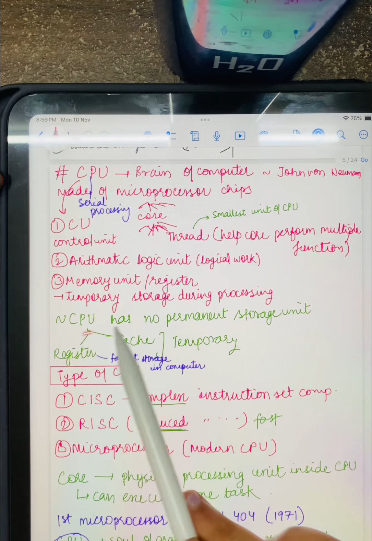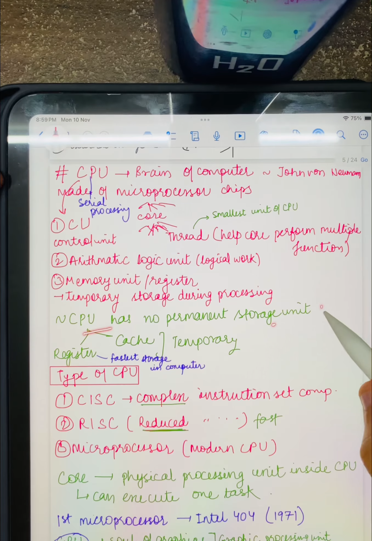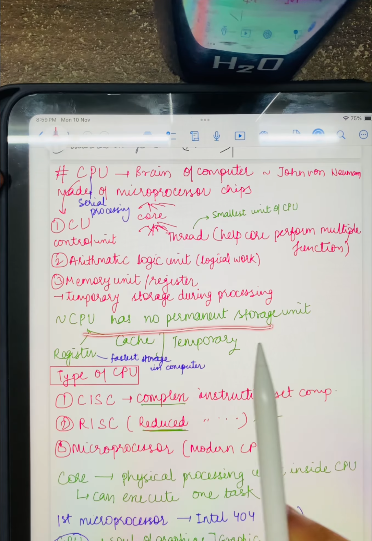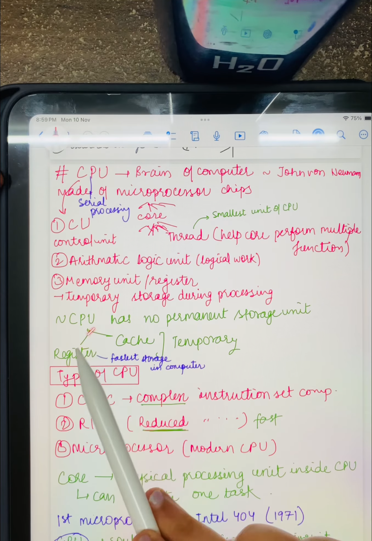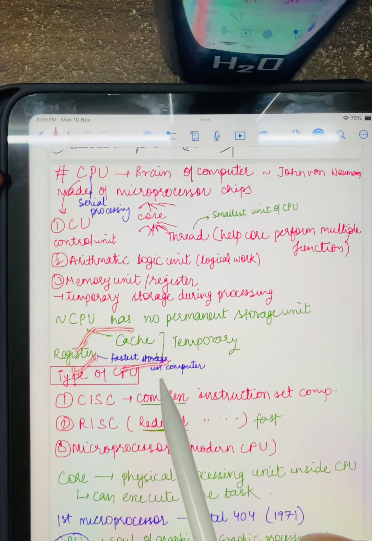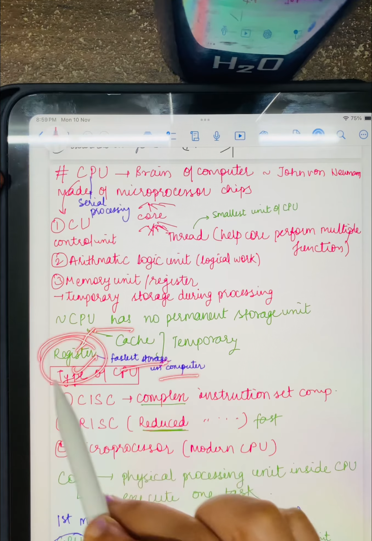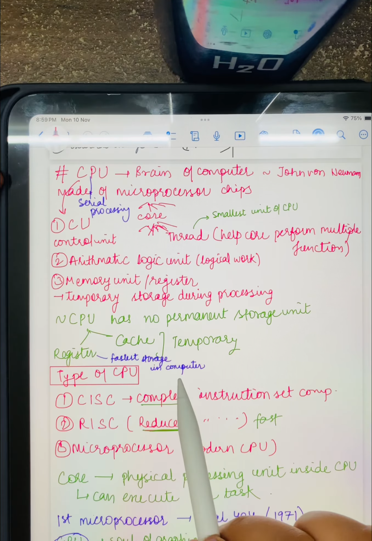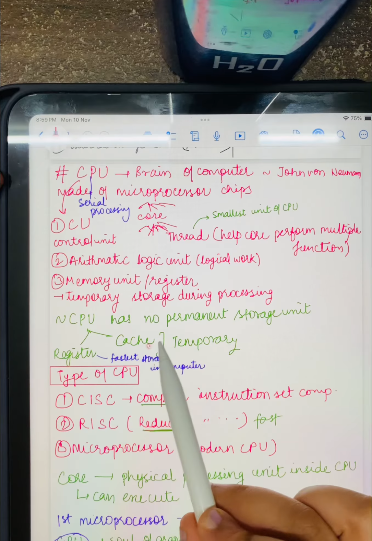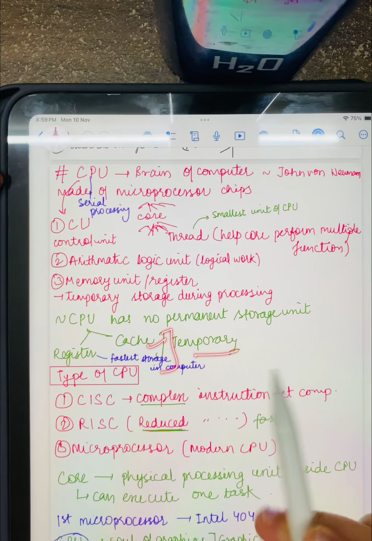Then CPU has no permanent storage unit. This is one of the important things. CPU has no permanent storage unit, and CPU's memory can be divided into registers, which is the fastest storage in the computer. Registers, fastest storage in computer. Then comes cache, and both of these are temporary.